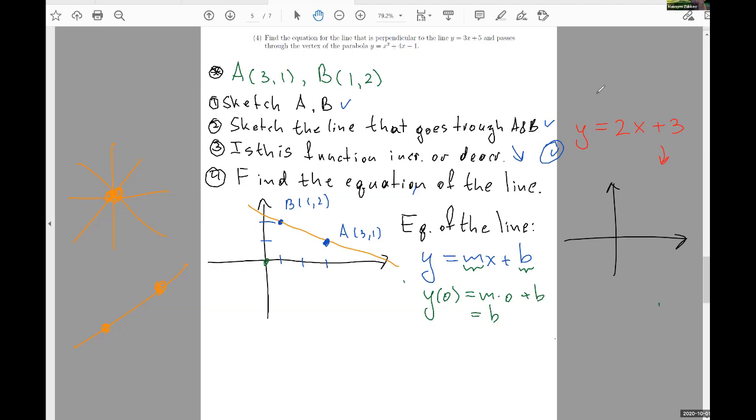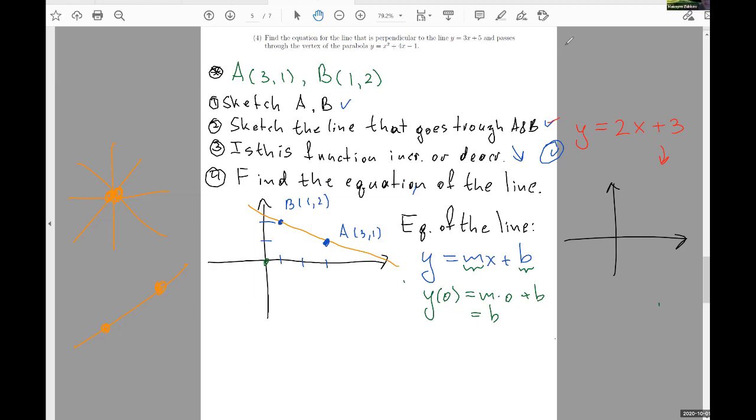Okay, 1 and 5, yes, that's a good point. But let me show you the trick which allows you to sketch the line pretty fast. The first point is pretty simple.